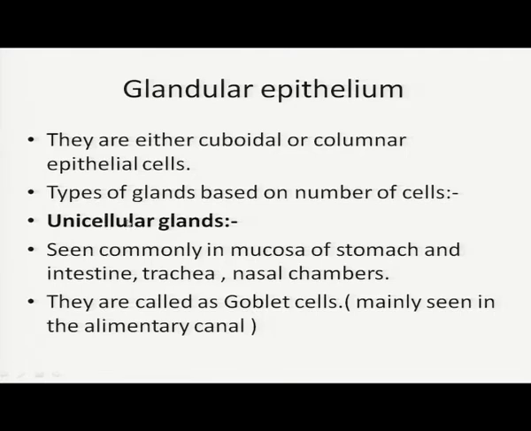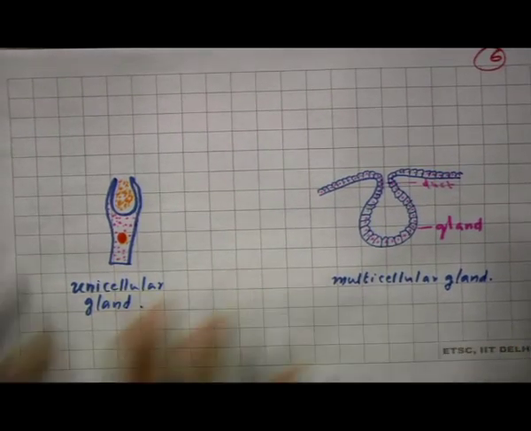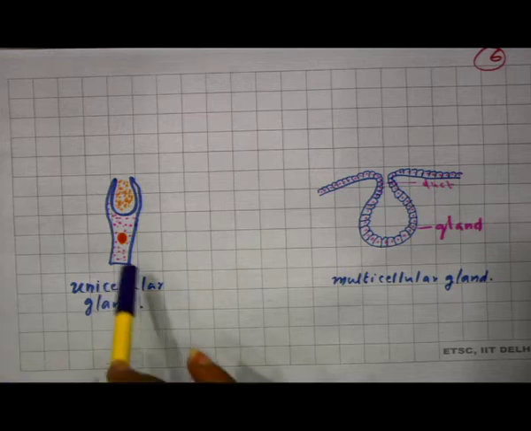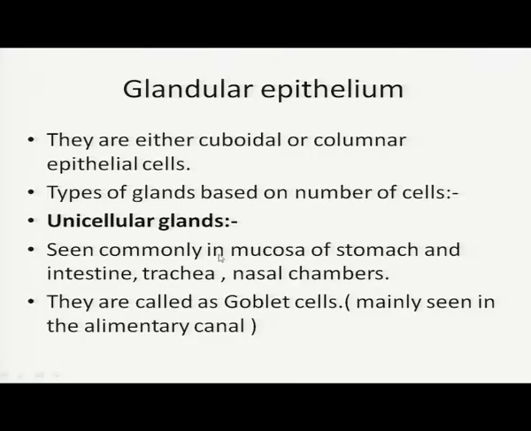The first category is unicellular glands. The term itself indicates these glands contain only a single cell. So, here you can see the diagram of a unicellular gland. It has only one cell. So, that single celled gland is known as a unicellular gland. Where are they commonly seen? They are commonly seen in the mucosa of the stomach and in the intestine. They are seen in the trachea and nasal chambers.